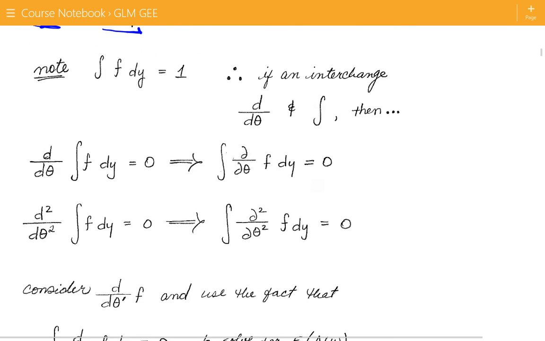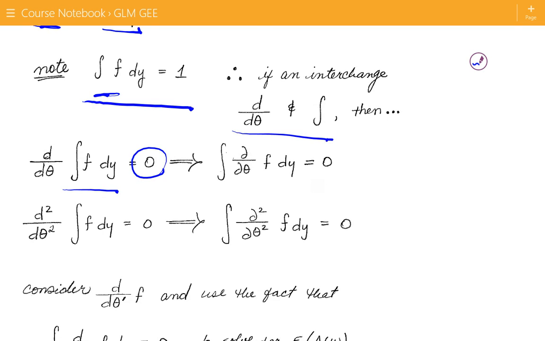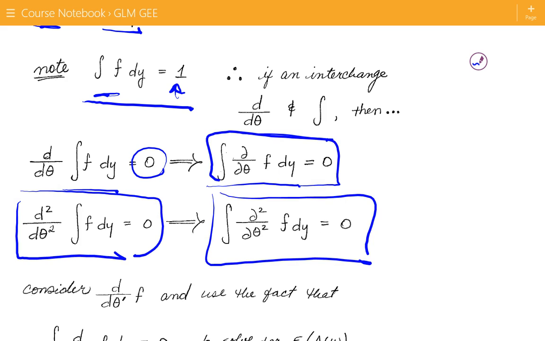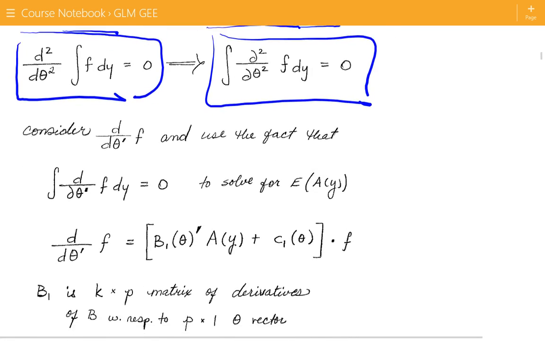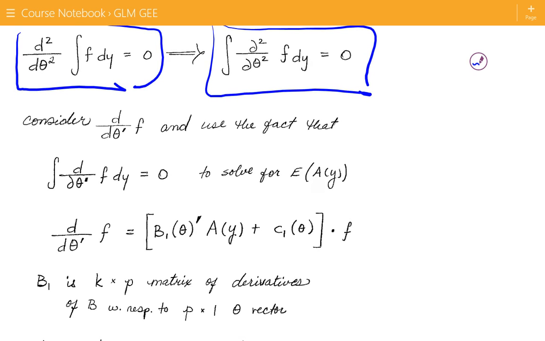Now, just so that we can proceed a little further, remember, and we've gone over this before, that since the integral of a density is equal to 1, and assuming that mathematically we can switch the derivative with the integral, then the derivative of the integral is equal to 0 because the derivative of 1 is a constant. Therefore, the integral of the derivatives is equal to 0. The second derivative is also equal to 0, and therefore the integral of the second derivative is also equal to 0. So now let's consider the derivative of the density with respect to the vector of parameters theta, use the fact that the integral of the derivative of the density is equal to 0, and we can solve for the expected value of a of y.